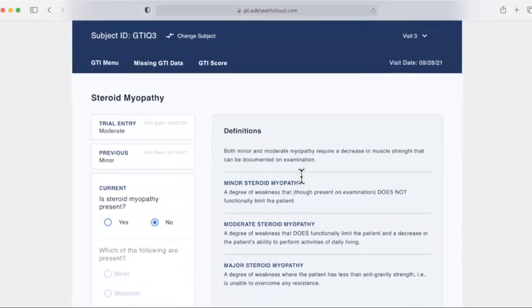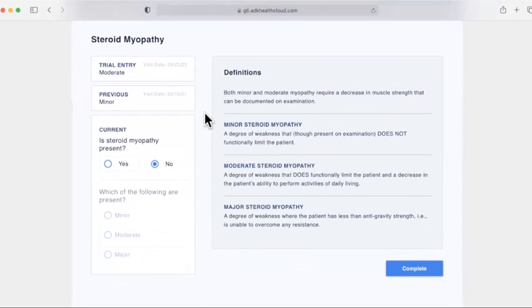So now the patient comes into the room where I am now, and the research nurse will put the patient on the table. I'll come into the room and ask some pointed questions about those specific domains that I mentioned. The first of these is steroid myopathy. Now, the digital platform shows in the upper left-hand corner that the patient did indeed have a moderate steroid myopathy at baseline. That is defined over on the right.